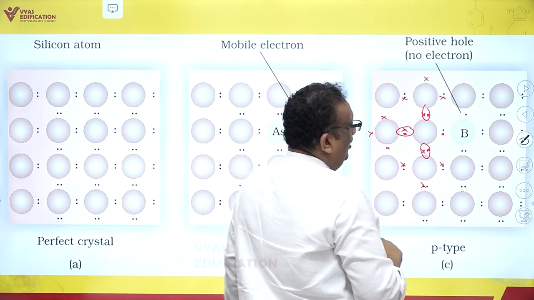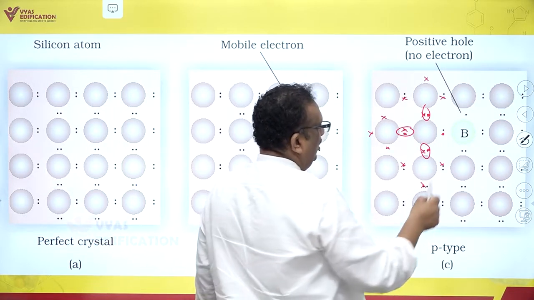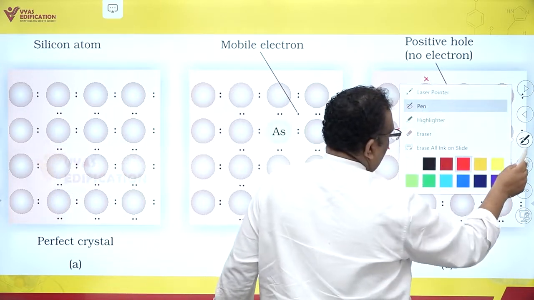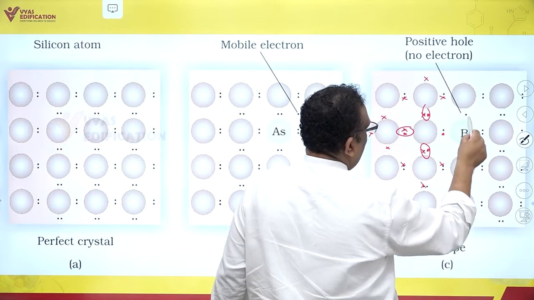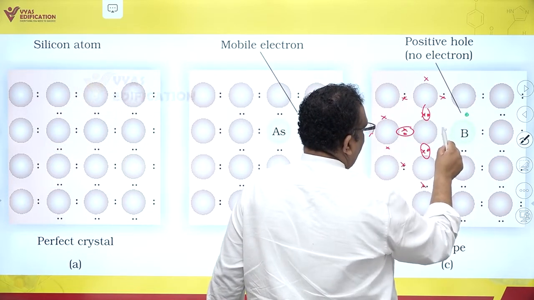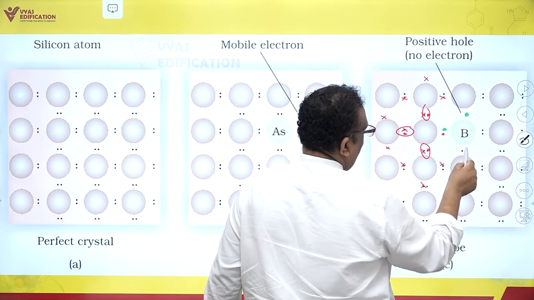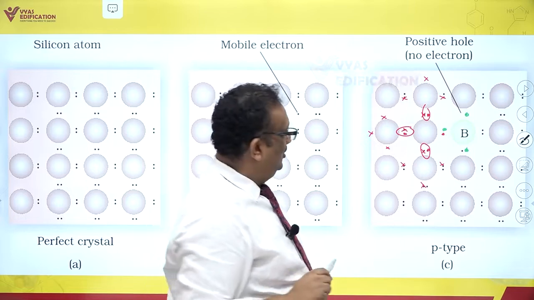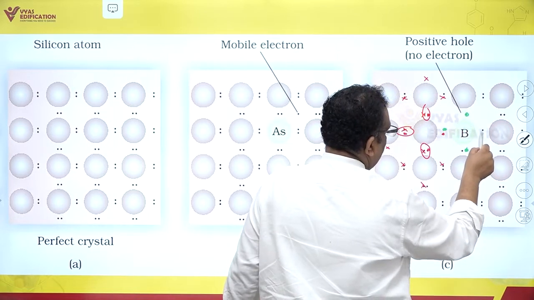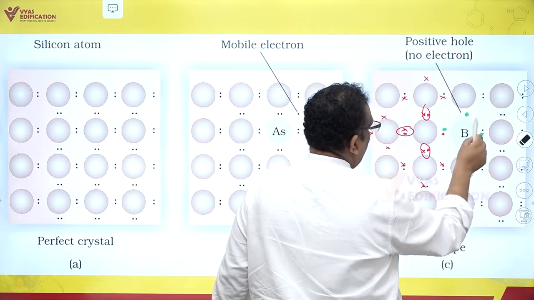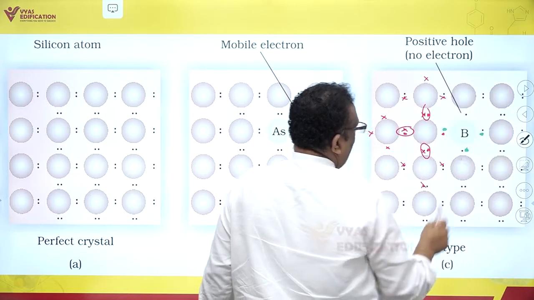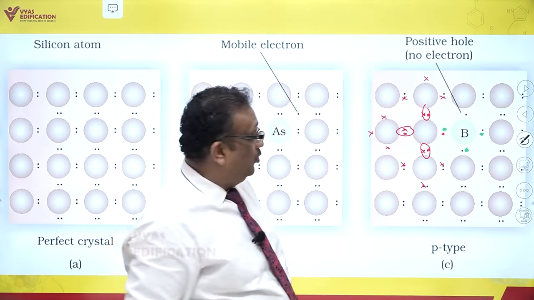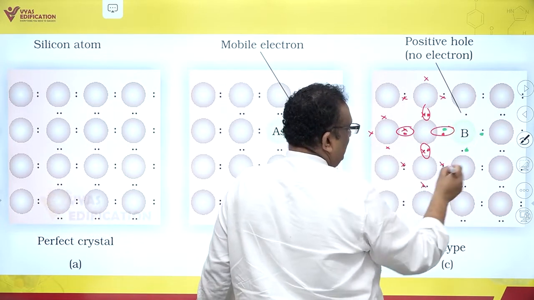Fine. What about boron? I'll just change the color so that you can discover the electrons of boron separately. You have 1, 2, and 3. That's it, you have just 3. So the red ones are the electrons of silicon. The green ones are electrons of boron. You have a bond. Yes.